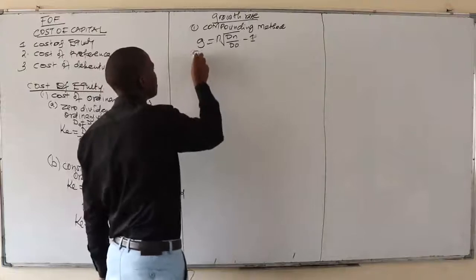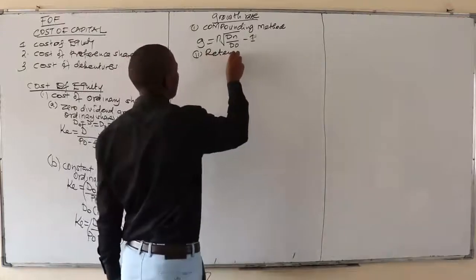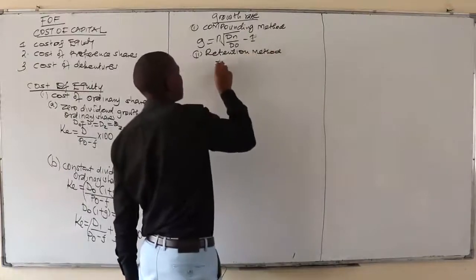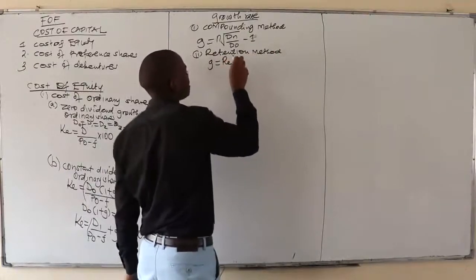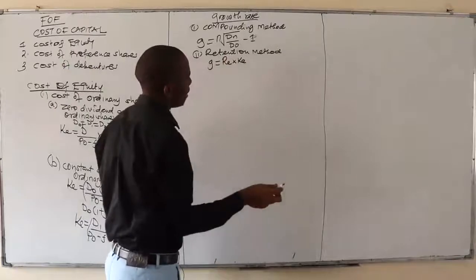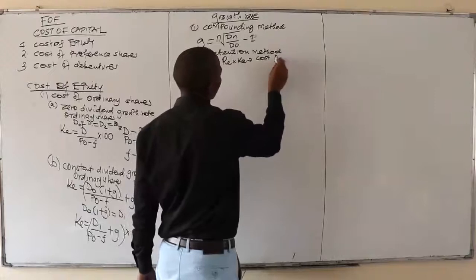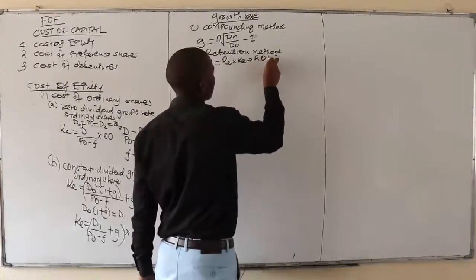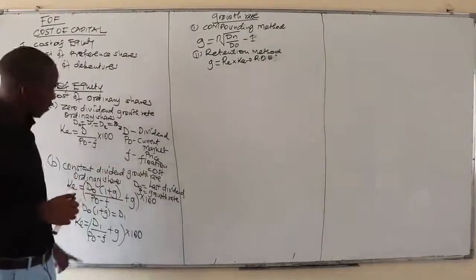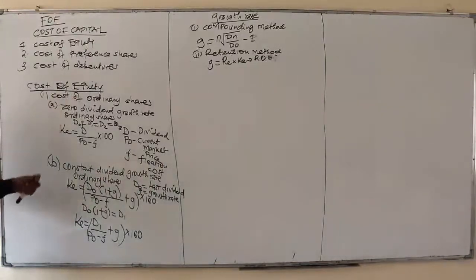Number two, to get the growth rate, is the retention method. In the retention method, out of the retained earnings, the growth rate is the retention ratio multiplied by the return on equity. So that is how you get the growth rate in that case. And that is the cost of ordinary shares.